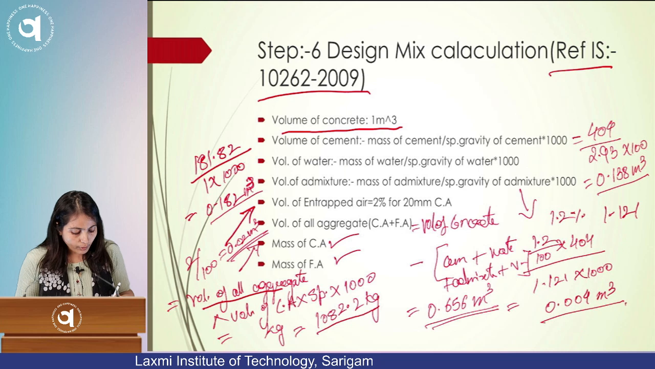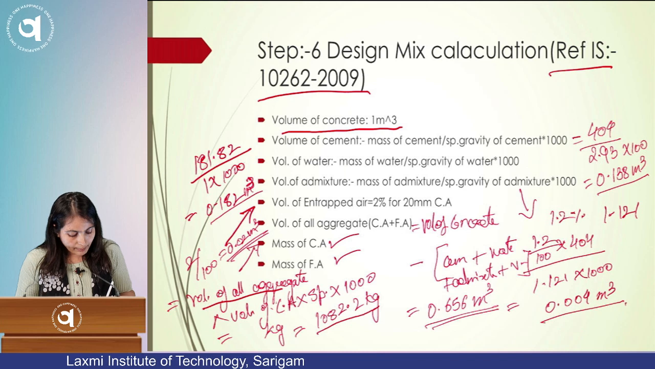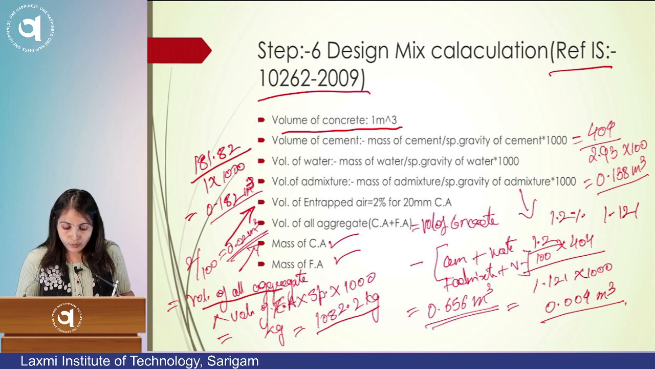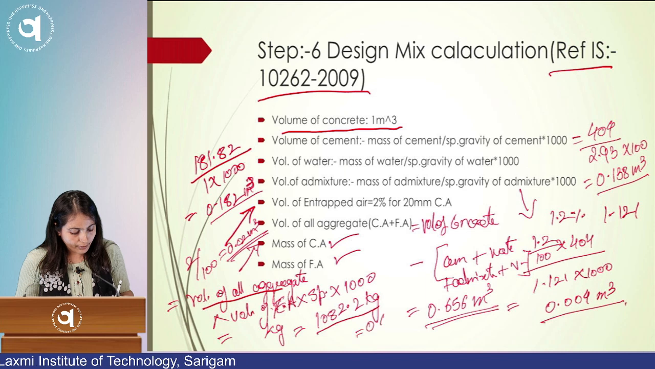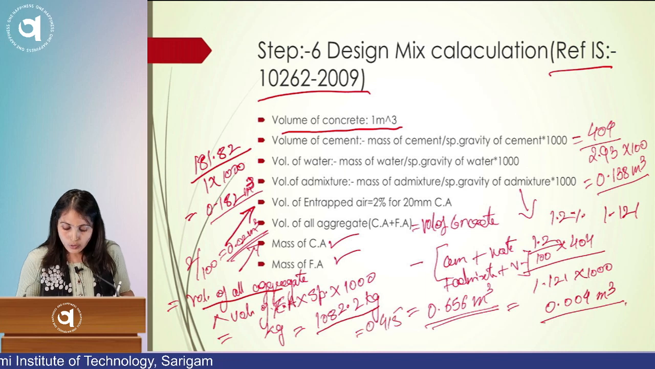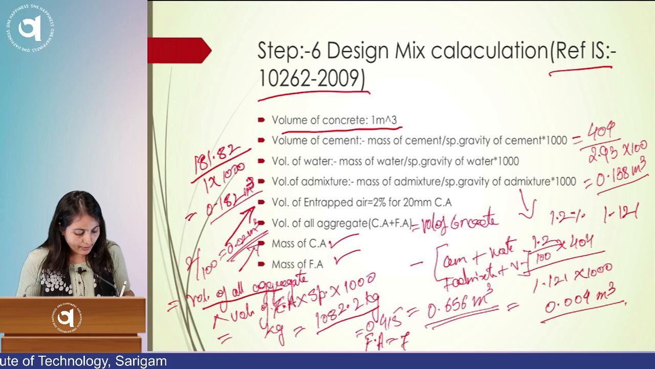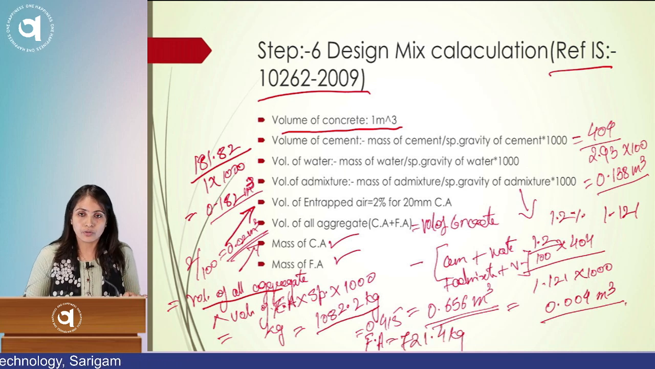Now, see for fine aggregate I will calculate. I will just replace the volume of coarse aggregate by fine aggregate. Your volume of fine aggregate, you know, is 0.415. So you will get the mass of fine aggregate as 721.4 kg. I think you understood.